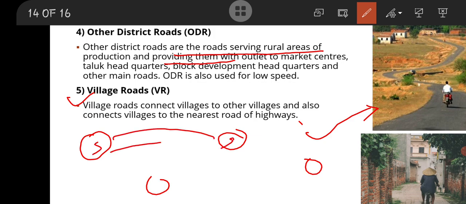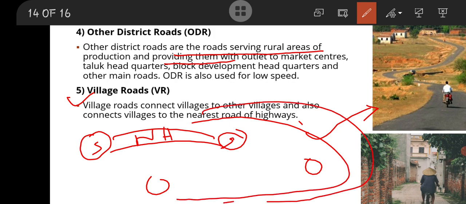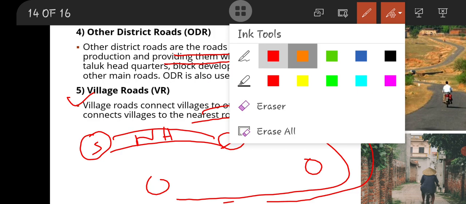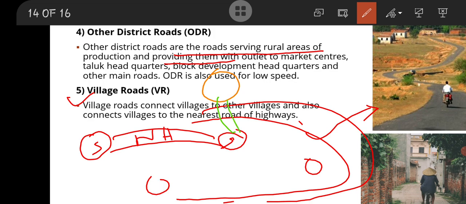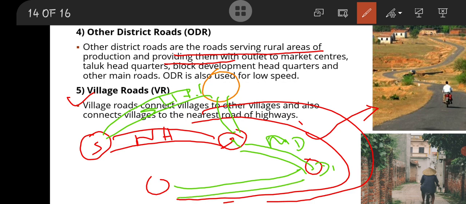here is a state, between state to state there is an NH, and NH is also running throughout the country, means the outer boundary of the country. Then here is another state. From this state SH is running, and in this state the district headquarters is here. Here will run the major district road. From the village we run other district road. Inside the village we will run village road.